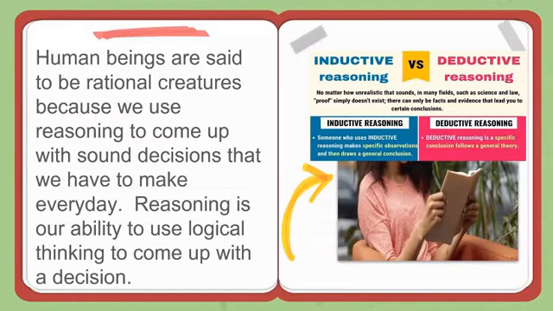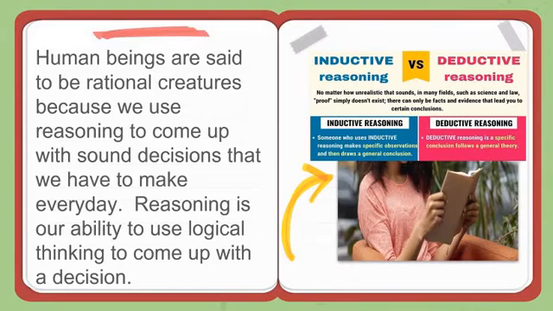So human beings are said to be rational creatures because we use reasoning to come up with sound decisions. Supposedly, okay? But there are many who just base their decisions on their hearts. Whatever is in their heart, that's it. But no. Reasoning is our ability to use logical thinking to come up with a decision. You can make a decision based on whatever you feel, based on emotion, which is wrong, or you can make a decision based on what we call logical thinking or good reasoning.